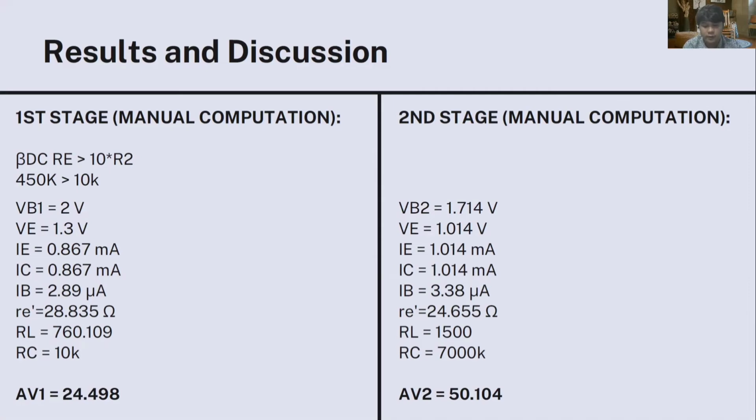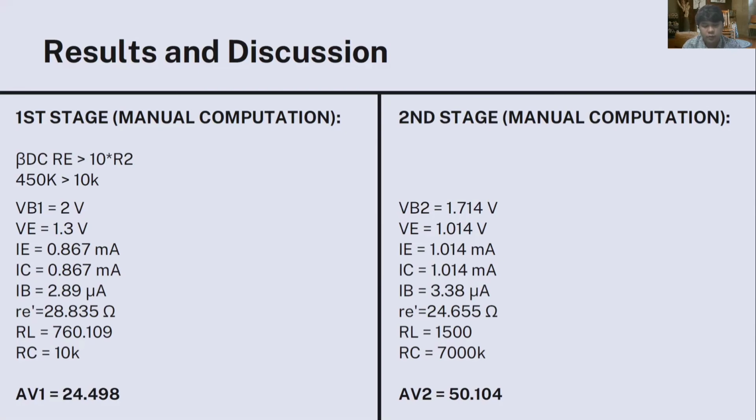So first, we computed the values of RC and RL, then we substituted them together with the value of R prime E. For the first stage, we computed a voltage gain value of 24.498. Now, for the second stage, the process is just the same as the first stage.